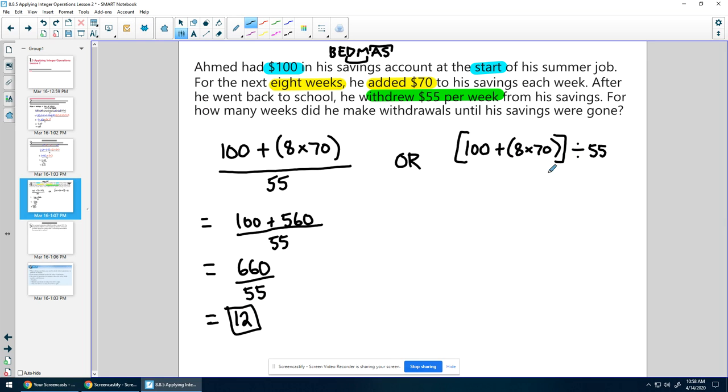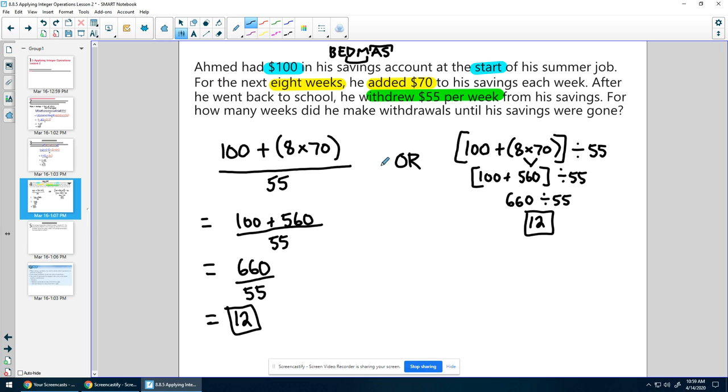Okay, if we're doing it this way, same concept. We have brackets, 2 sets of brackets. We have brackets inside of the brackets, so this is the first one we're going to do. So 560 plus 100, still have our brackets, divided by 55. 660 divided by 55, which equals 12. So either way, if you're using BEDMAS, and as long as you put your brackets in the correct locations, you'll find the same answer.